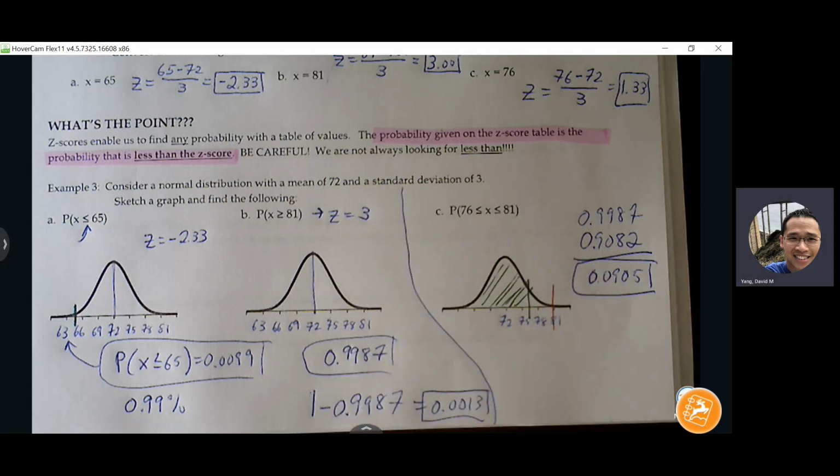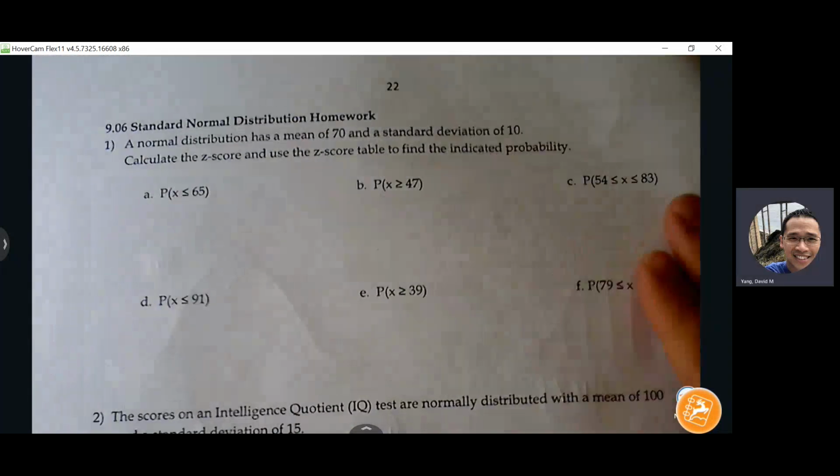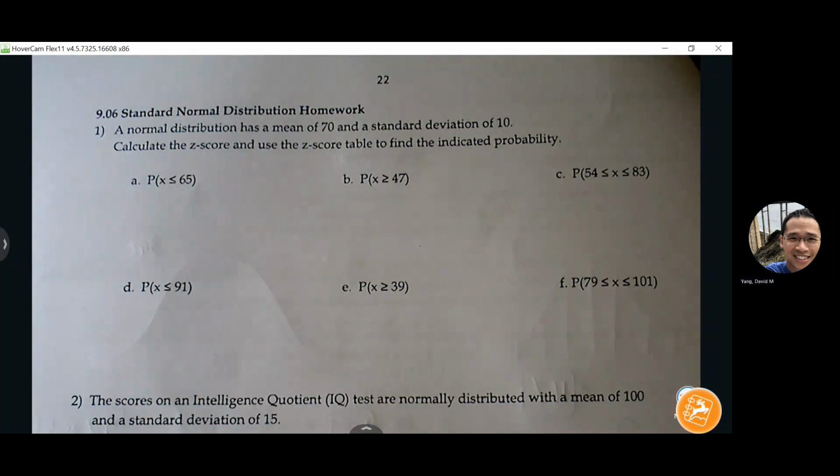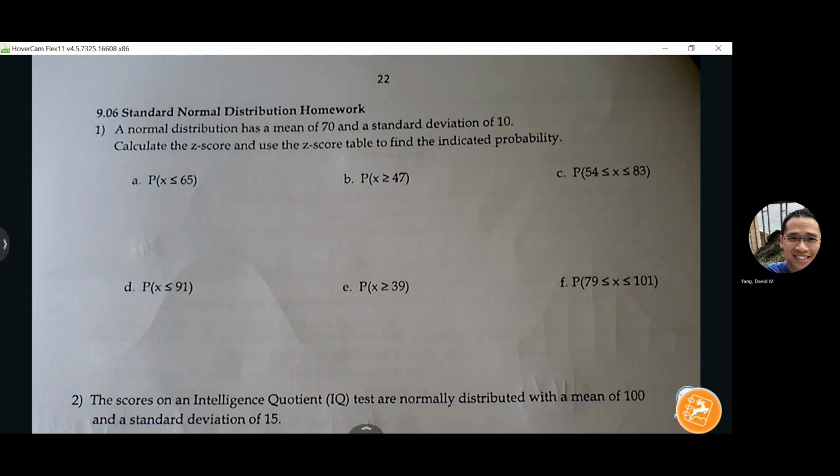Okay, let's do a little bit more. Let's just do number 1. Okay, page 22, number 1. Okay, I'll do it alongside you guys as you try it.